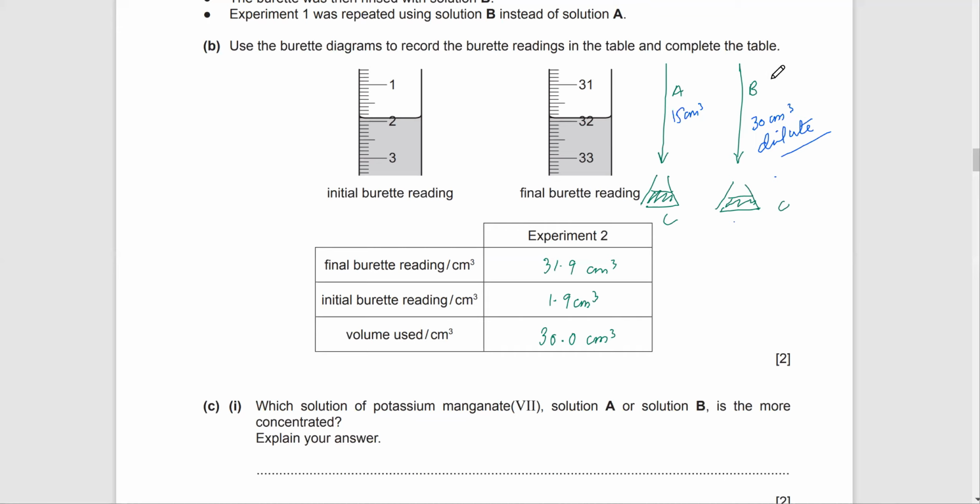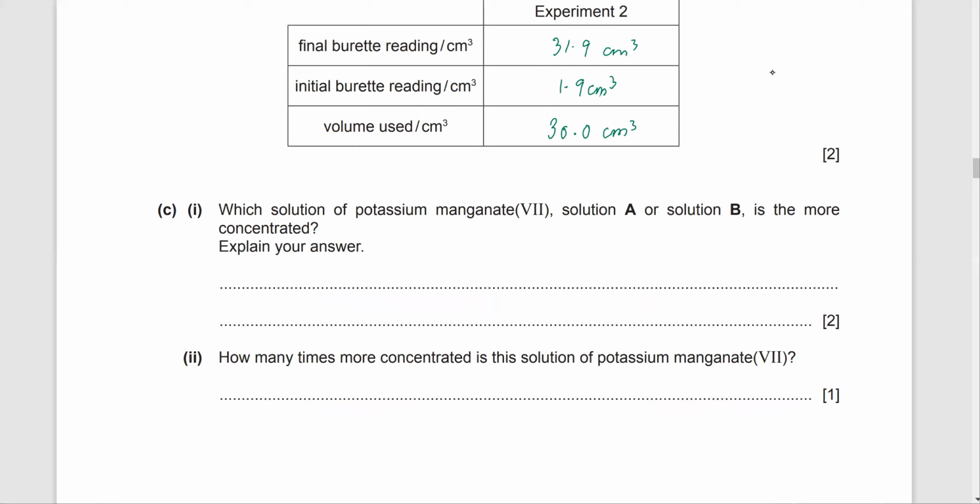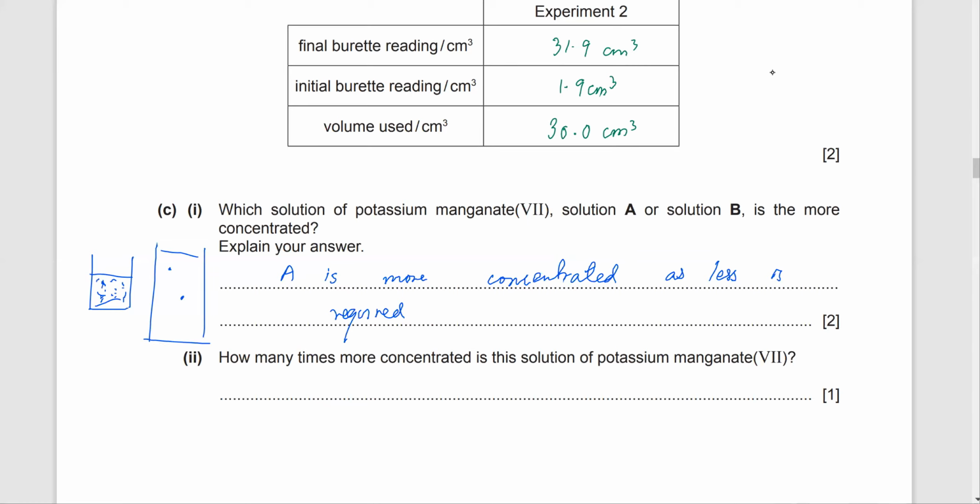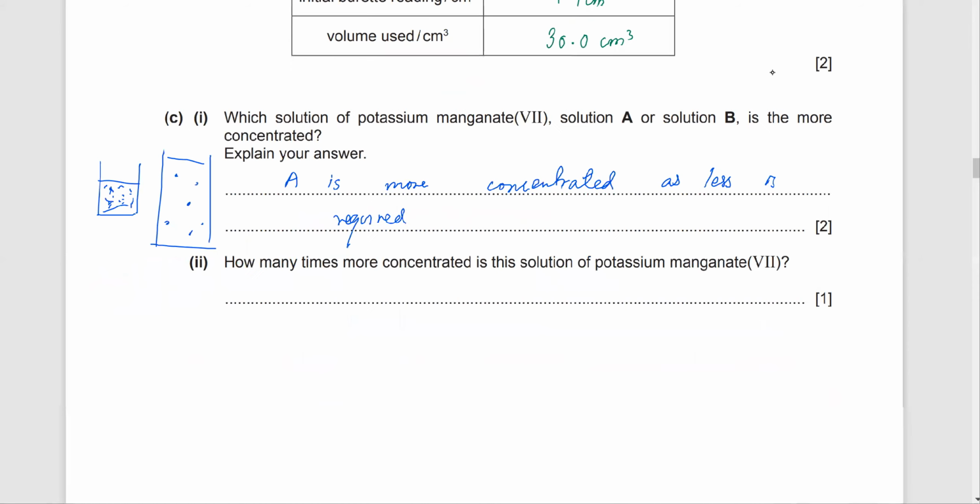Mahad, is this clear? Yes. So the answer would be A is more concentrated as less is required. Sidra, is this clear? Saad, is this clear? Yes. Okay, if less is needed, it means that inside it lots of particles are close together. So more concentrated, so you need a lesser volume. If there was more water, particles would have been far apart and more amount would be needed.